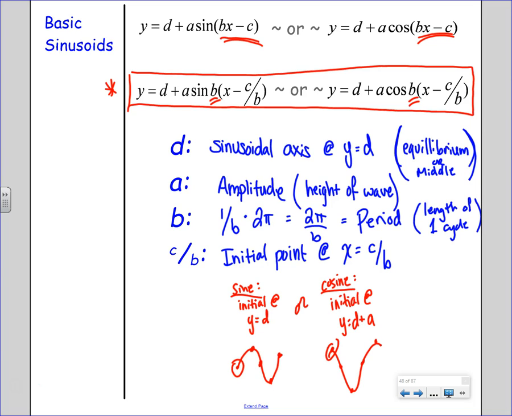So B doesn't actually go straight to the graph at all. Instead, it's a formula. So I'm going to box this one because he's the one weird one. B doesn't go straight into the graph. We actually use 1 over B times the old period, the normal period, the non-transformed period, to figure out how long one cycle will be now, or how much length it will take to complete.